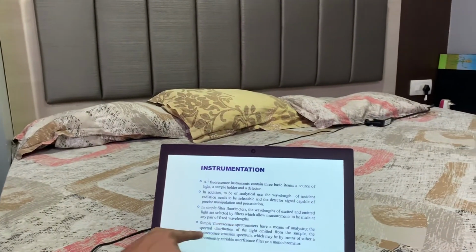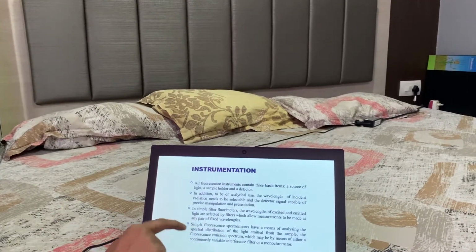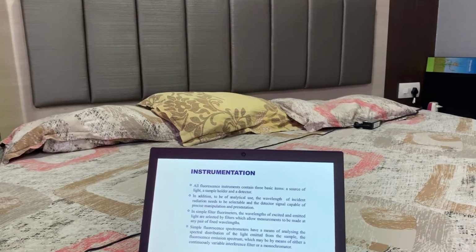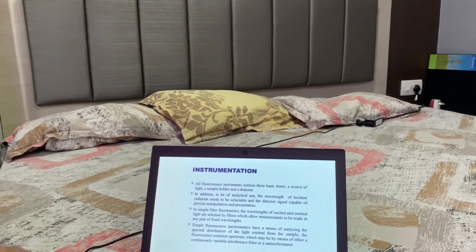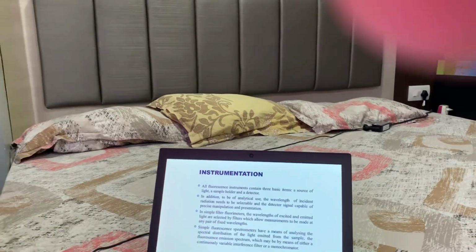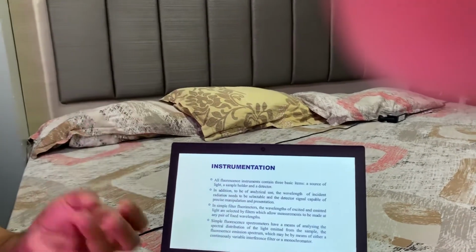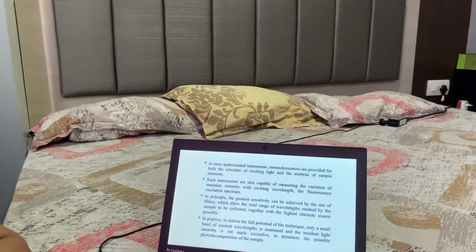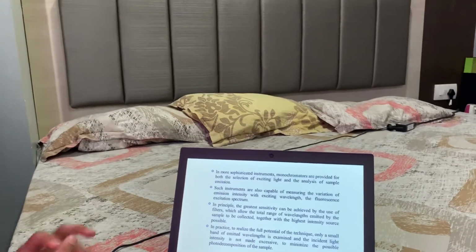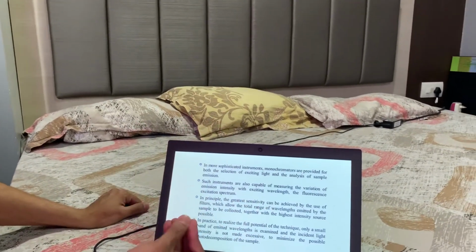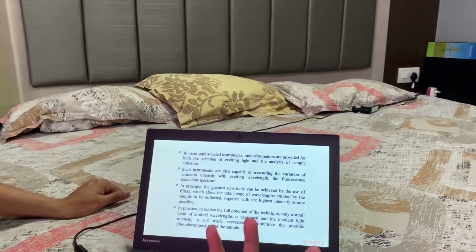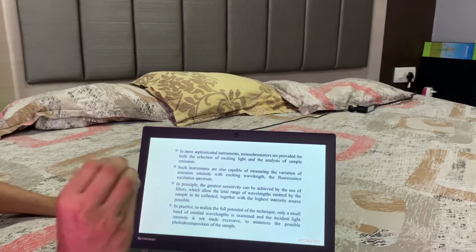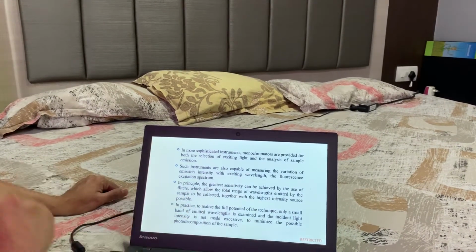So if you look here, fluorescence simply has a means of analyzing the spectral distribution of the light emitted from the sample, from the fluorescence emission spectrum, which may be by means of either variable interference, or you can simply use the monochromator, and then there is a measurement of the single beam of light. Moreover, in the case of some of the more advanced instruments, monochromators are attached, and these are provided for the selection of excitation and the analysis of the sample emission.